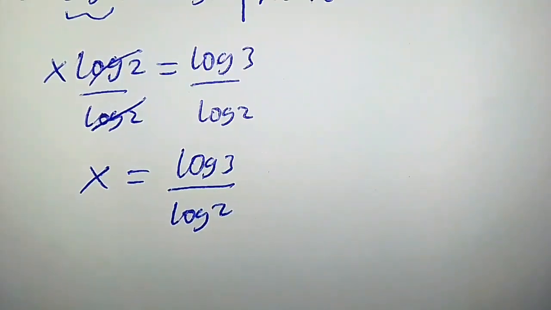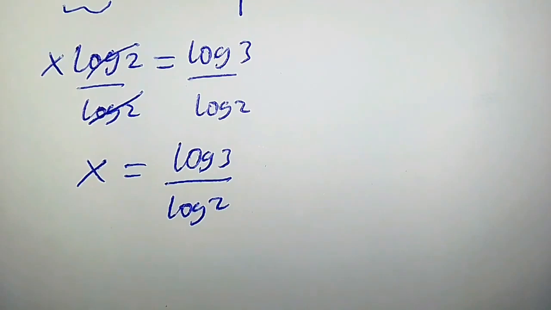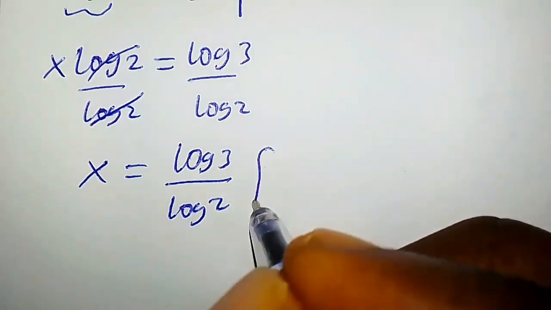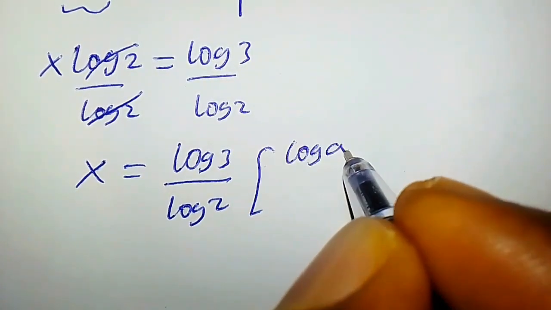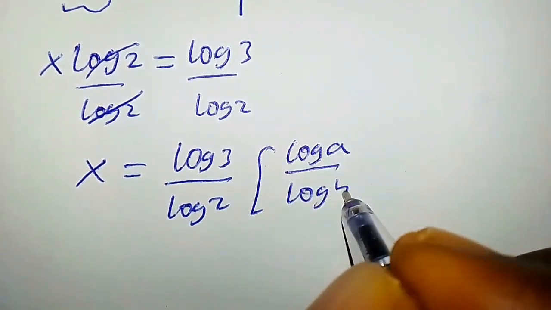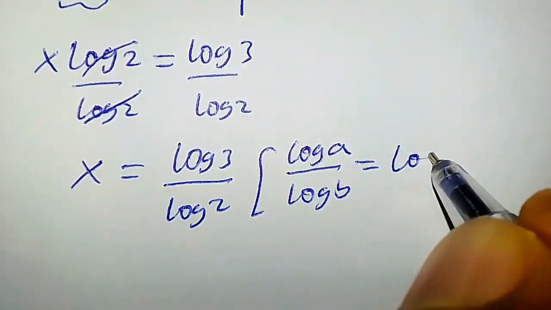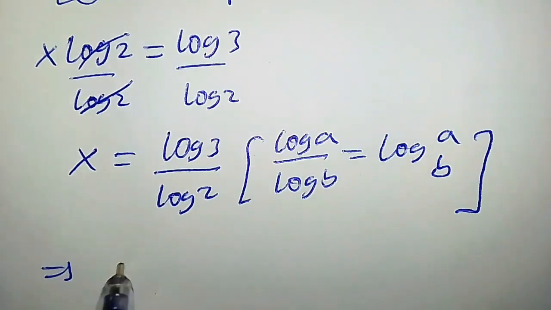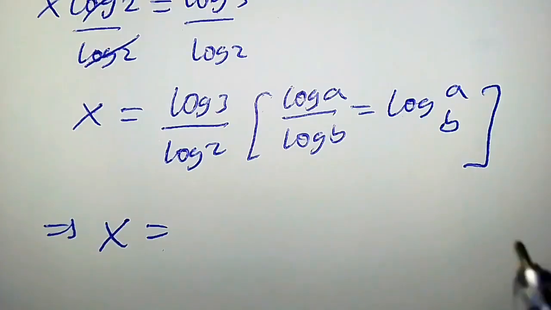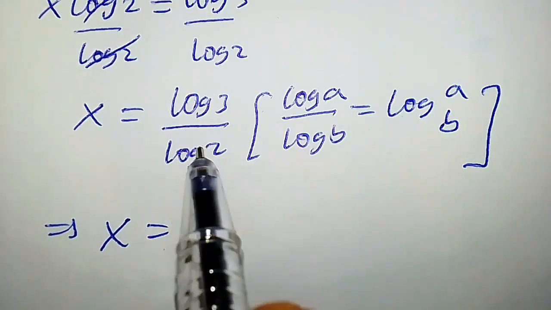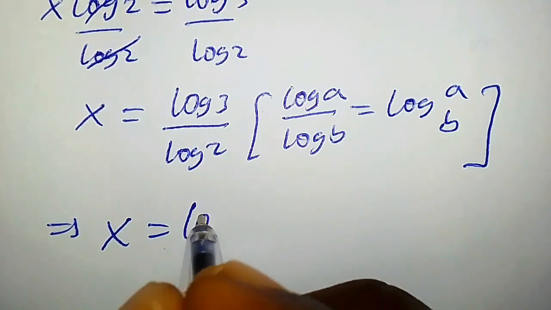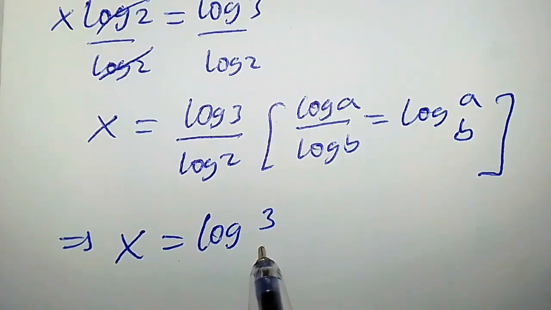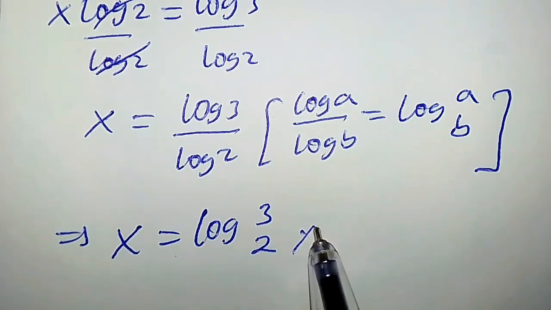At this stage, let us recall a very beautiful property. It says log a over log b is equal to log a base b. This means that x equal to, applying this particular property to this guy, I have log 3 base 2. This is the required solution.